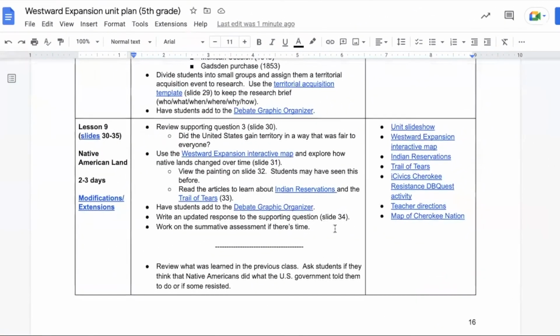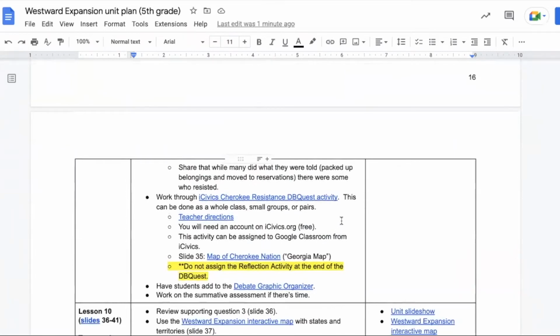Lesson 9, we're focusing on Native American lands. And we're going to focus on whether or not the government gained territory in a way that was fair to everyone. So this is when we're going to learn about reservations and the Trail of Tears. And then we also have a Cherokee Resistance DBQ quest from iCivics to continue to explore this concept of whether or not the government took fair actions for gaining Native American land. Hint, the answer is no.